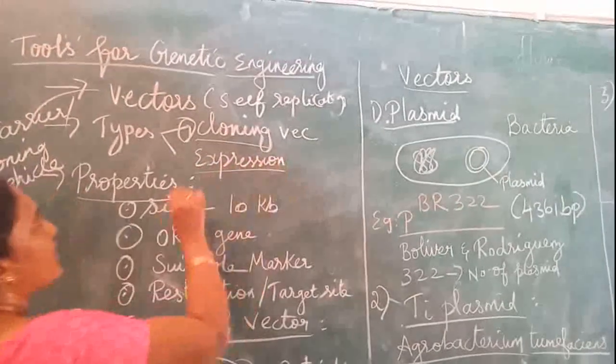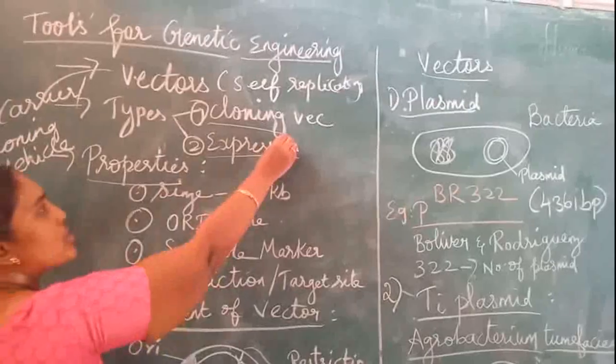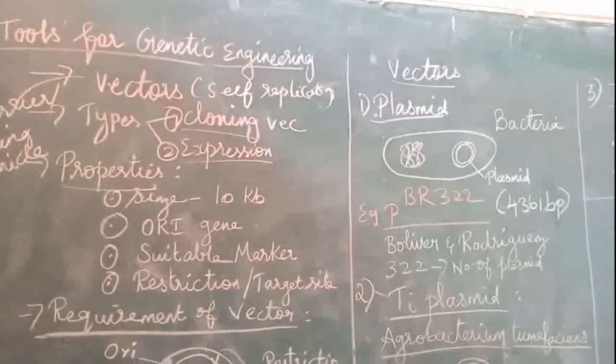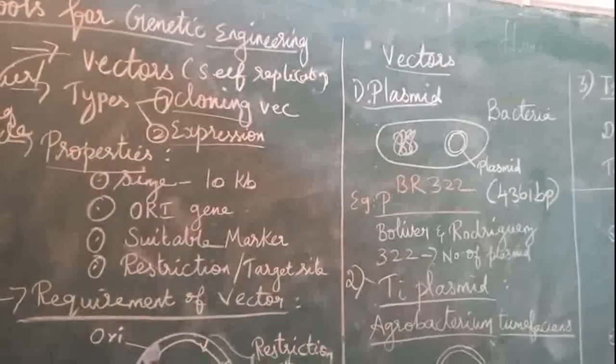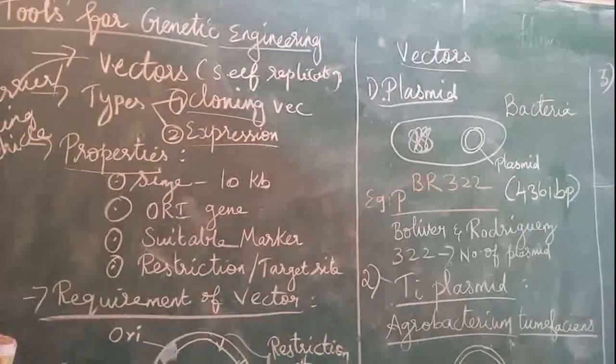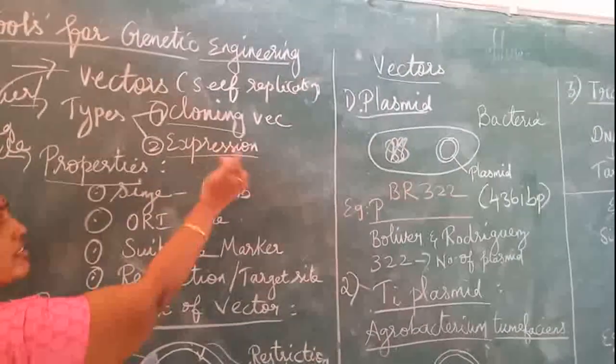The second type of vector is called the expression vector. Expression means it is showing something out. That's called the expression. Here also in genetic engineering, whether our gene of interest is inserted or not can be verified by means of the vector, called the expression vector.